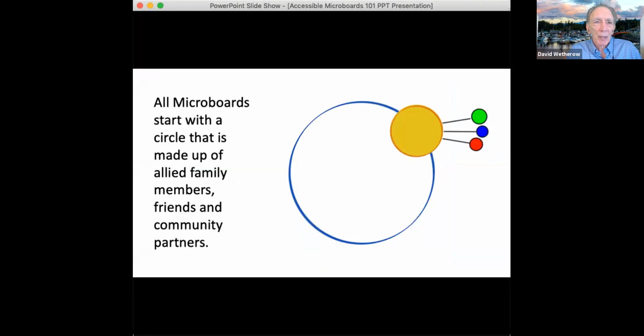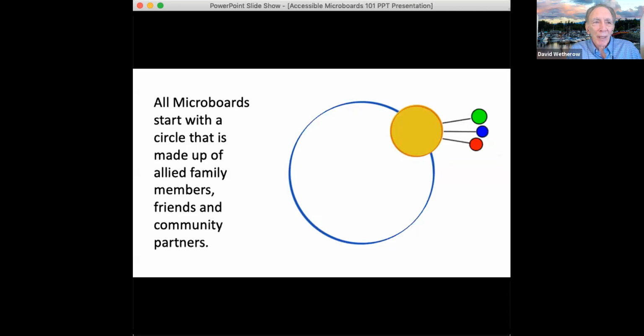So again, how these tie together, all microboards start with that circle made up of family members, friends, and community partners. And by the way, the circle is so important that it can be operated well in advance of anybody forming a microboard. All of these things, all the benefits of a circle, don't have to wait for a microboard to be the focus, the topic.